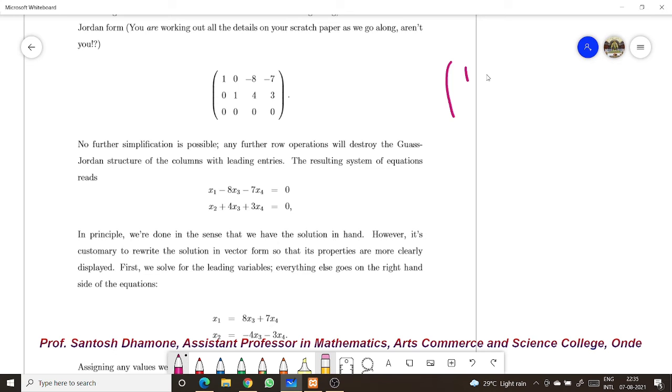The number of free variables plus the number of leading variables is equal to n, where n is the number of columns of the coefficient matrix A. That is, the number of free variables plus the number of leading variables is equal to n, the number of columns of the coefficient matrix A.